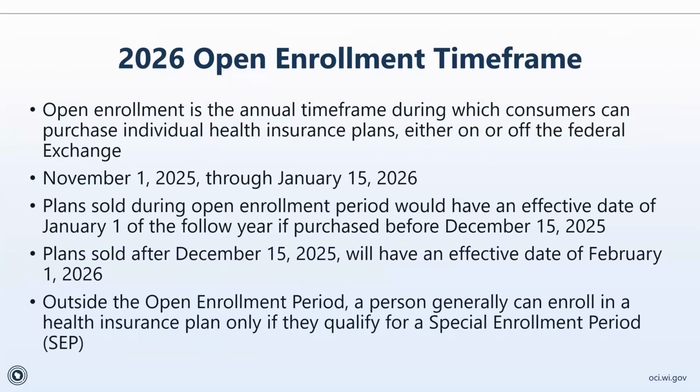The ACA open enrollment is the period of time when a plan can be purchased or changes and updates can be made to an existing ACA plan for the upcoming year, as we touched on yesterday. Currently for 2026, the open enrollment period stems from November 1st through January 15th of 2026. Any plans sold during that open enrollment period would have an effective date of January 1 if purchased before December 15th, and any plans sold after December 15th would have an effective date of January 1st.